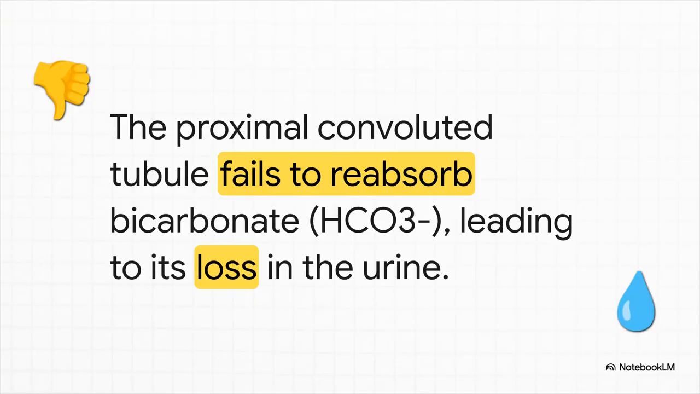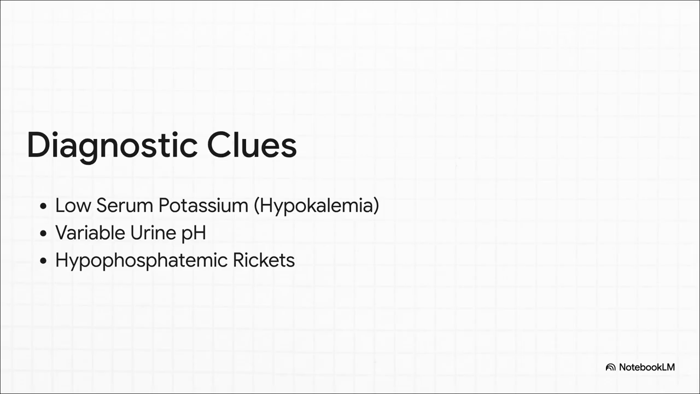The core defect here is actually pretty straightforward. Bicarbonate is our body's number one acid buffer. The proximal tubule is supposed to grab about 85% of it back from the urine. But in type 2, that process just fails. It's like trying to carry water in a bucket with a giant hole in it. You just keep losing all this precious bicarb in the urine. Now, the clues for type 2 can be a little bit trickier.